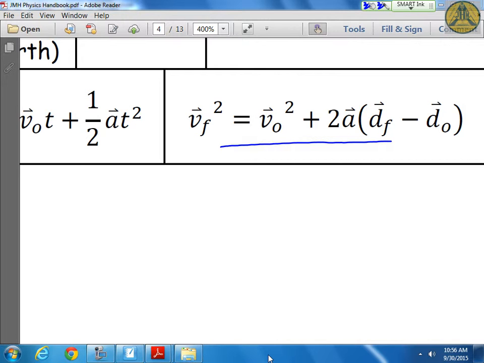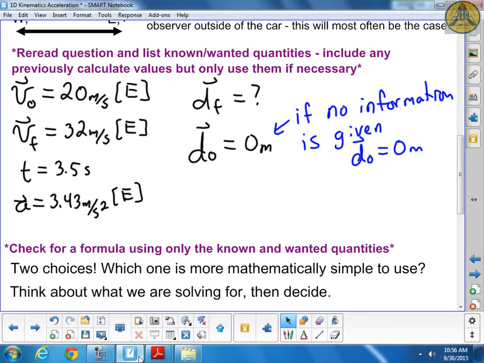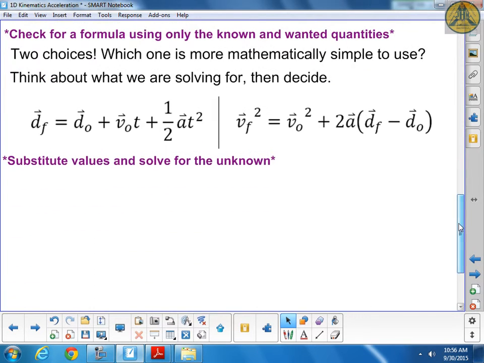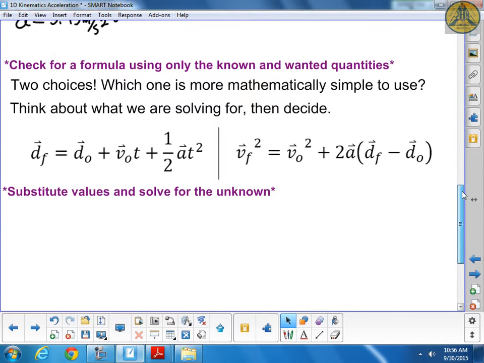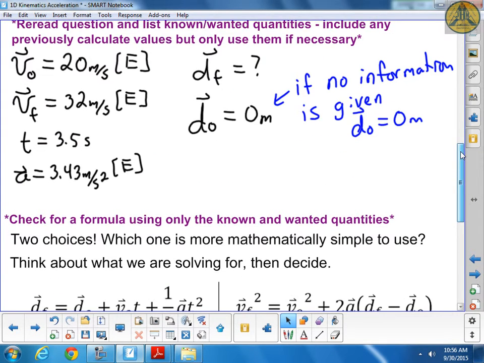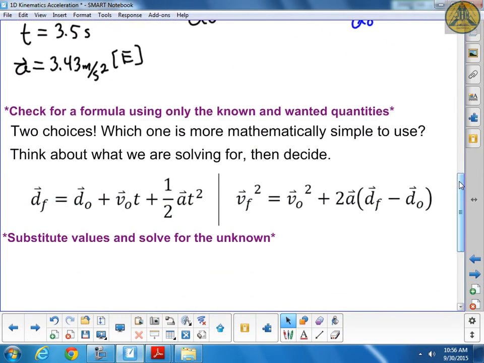First thing you need to know is you do not need to use every piece of information that you are given. We're given final velocity, for example, we do not have to use it. If we're using the first equation, there's no final velocity. It doesn't matter how fast it's going at the end. All that matters is the acceleration, the time, and where it was. If we're using the other one, then we need to use final velocity.